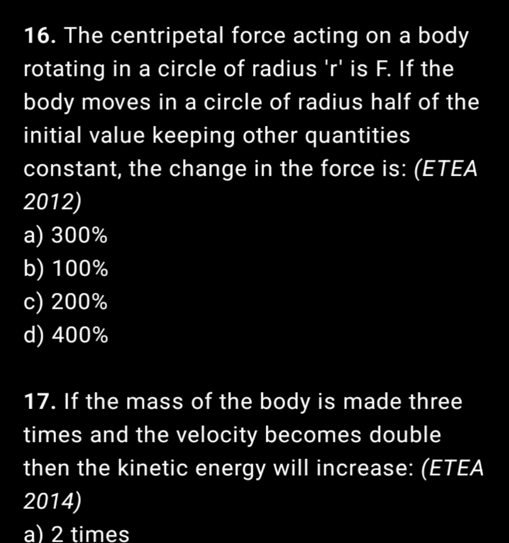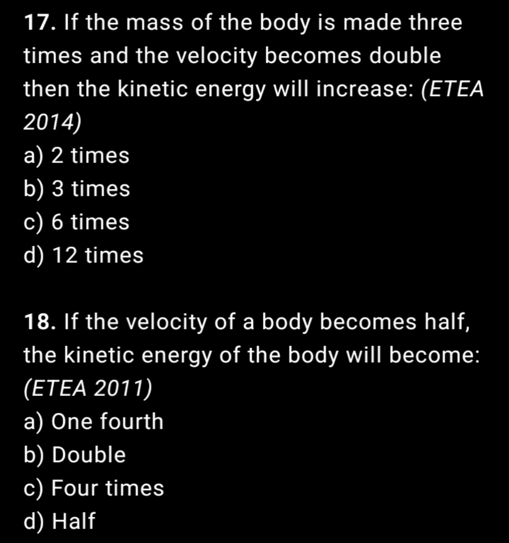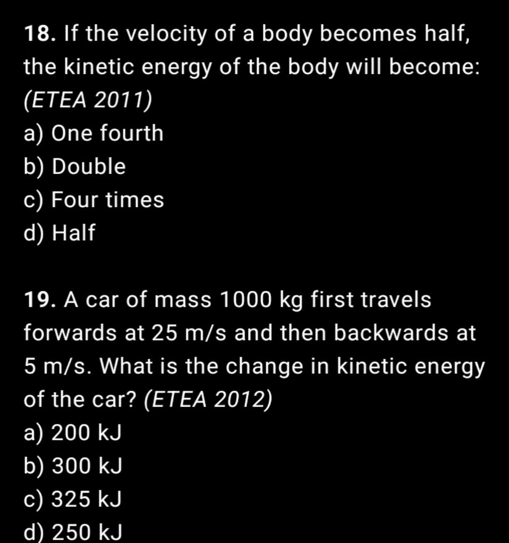16. The centripetal force acting on a body rotating in a circle of radius r is F. If the body moves in a circle of half the initial radius keeping other quantities constant, the change in the force is? ETEA 2012. A. 300%. B. 100%. C. 200%. D. 400%. 17. If the mass of a body is made 3 times and the velocity becomes double, then the kinetic energy will increase? ETEA 2014. A. 2 times. B. 3 times. C. 6 times. D. 12 times.